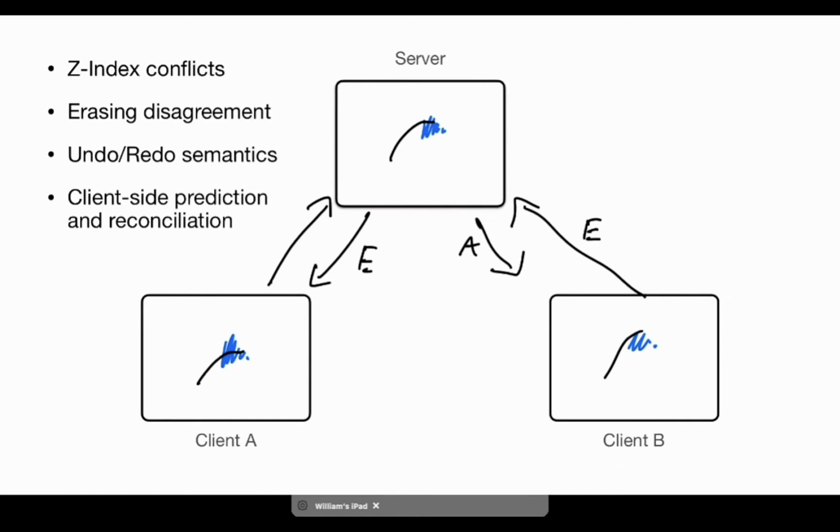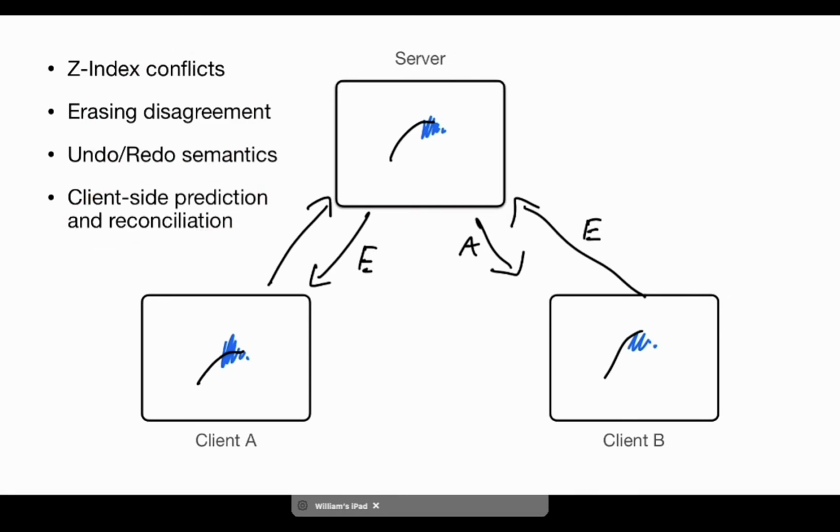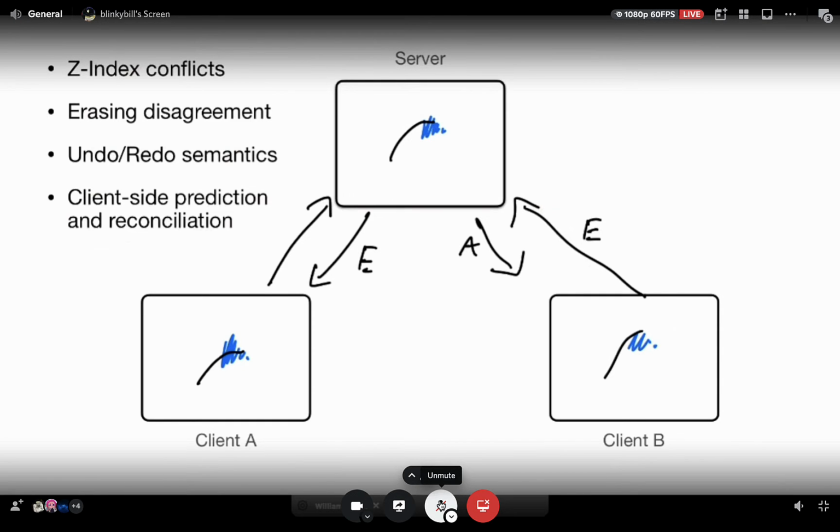But the last thing is essentially dealing with all these problems, but at the same time allowing client-side prediction, so that when you're drawing a line, you don't need to wait for the server to figure out what's going on and then send back to you what you actually did. You need to be able to just see it immediately.